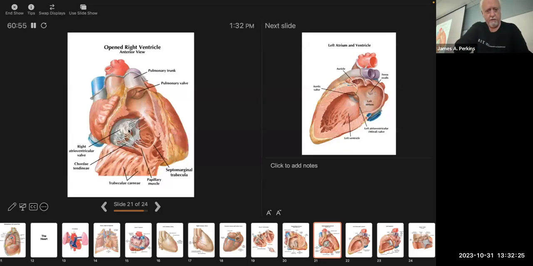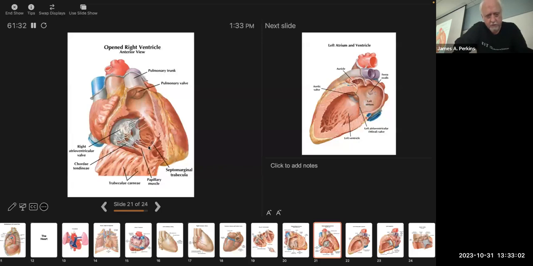So there are three separate cusps to this right atrioventricular valve. That's why it's sometimes called the tricuspid valve. And each cusp is attached to its own set of papillary muscles. So the most obvious one in this picture, there's a great big cusp here in the front of the valve, connected by a series of chordae tendineae to these two papillary muscles right here. These would be known as the anterior papillary muscles because they're connected to the anterior cusp of that atrioventricular valve.